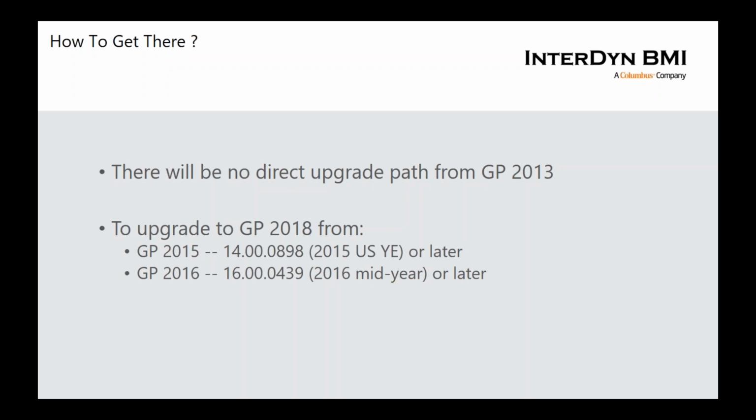0439 is the version number when you log in that you want to look for, or a higher number, or later, because those numbers go up as they release different versions. And so those are the two direct paths.